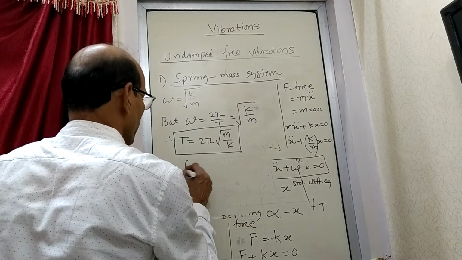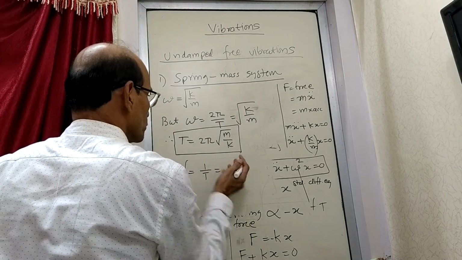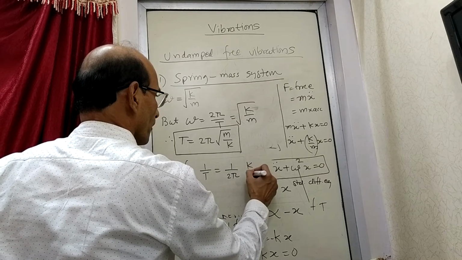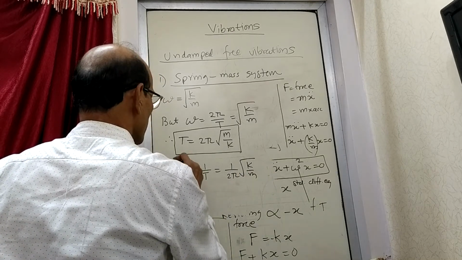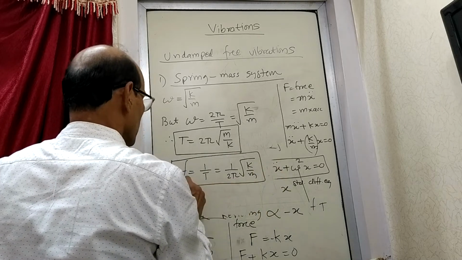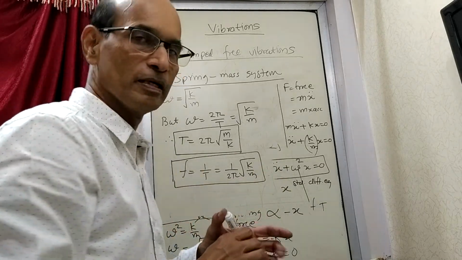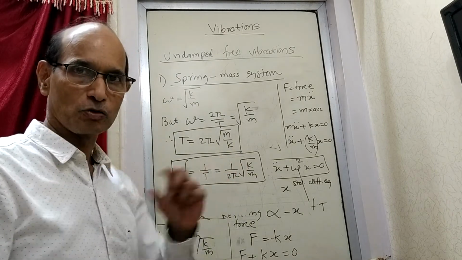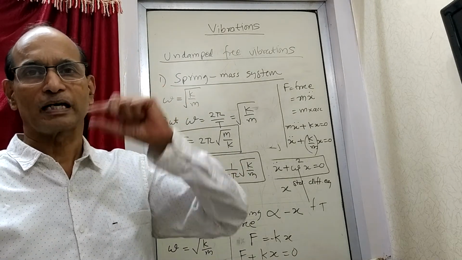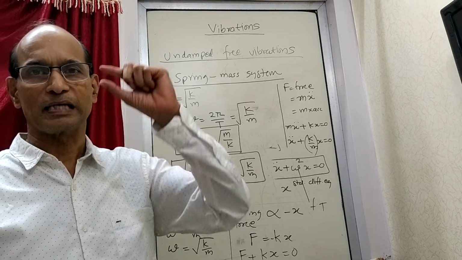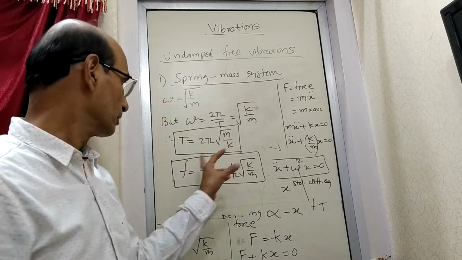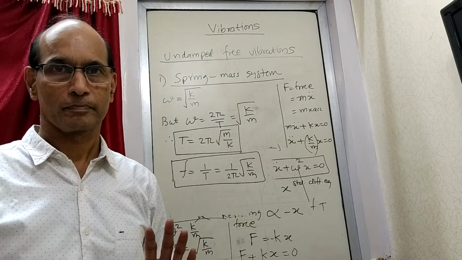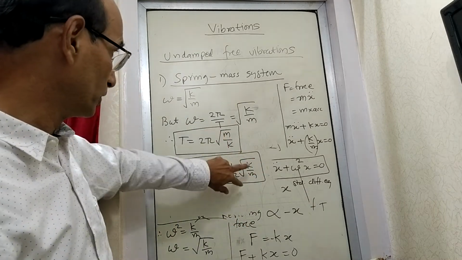Similarly, what is f? f is 1 upon T. So if you take a reciprocal of all this, this becomes the expression for frequency. That means how many times in 1 second. Frequency means cycles per second. So if this is vibrating, how many cycles it is completing in 1 second is given by 1 upon 2 pi square root of k upon m. Just the reciprocal of this whole thing.